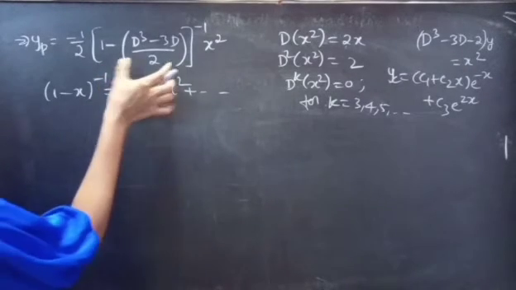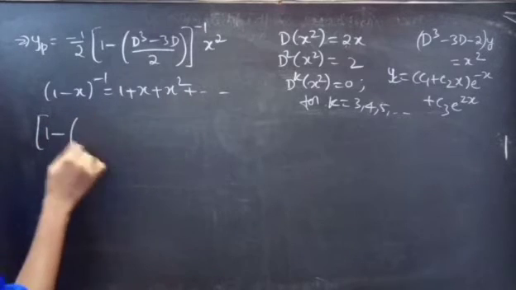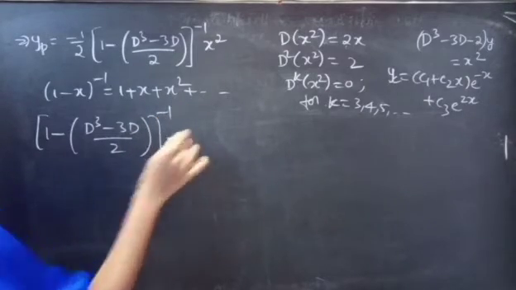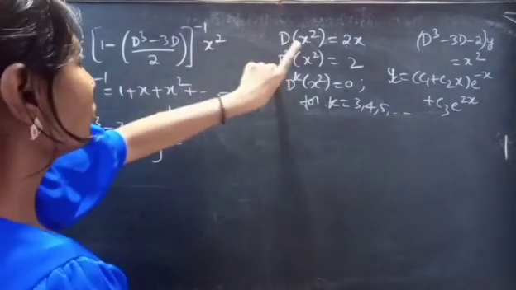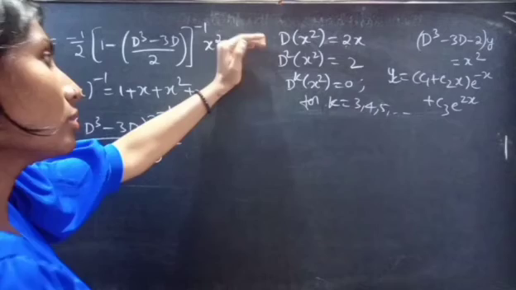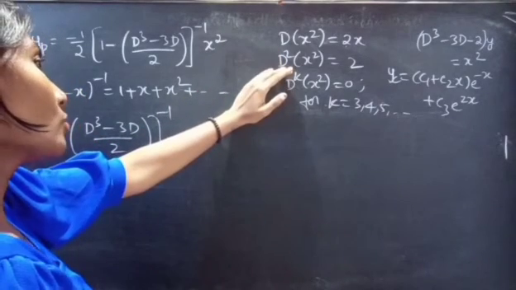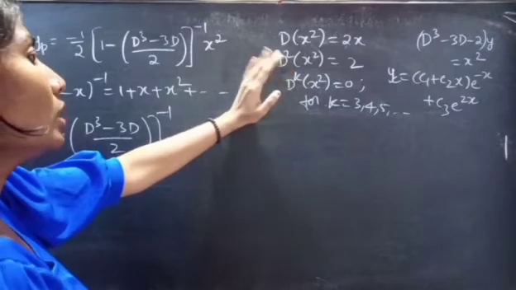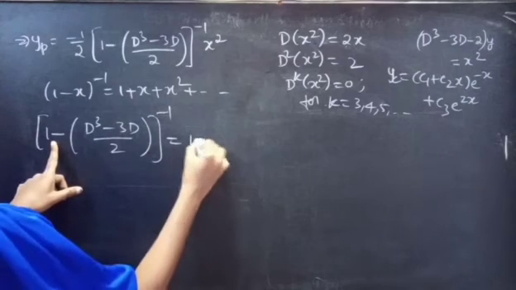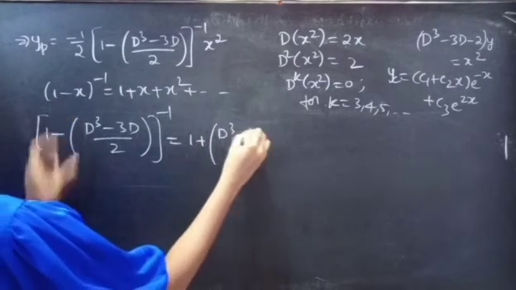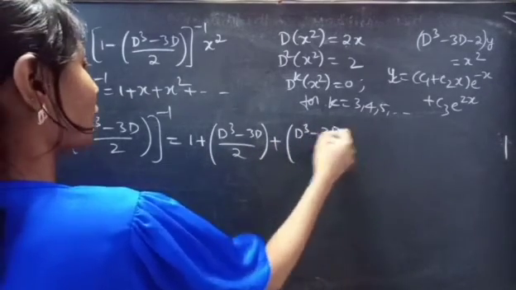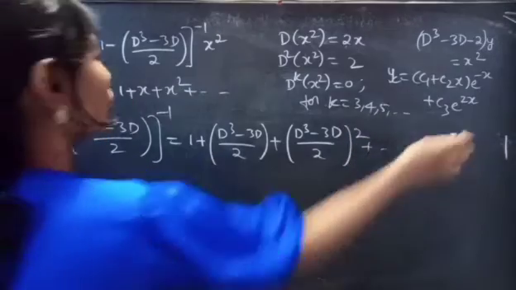Let's expand 1 minus x whole inverse, keeping in mind that we'll get only values till D square. Okay, values till D square, D and D square, and D cube of x square, D power 4 of x square, all higher derivatives from D cube is 0. So we can expand this as 1 plus x, D cube minus 3D by 2, plus x square plus cube and so on.